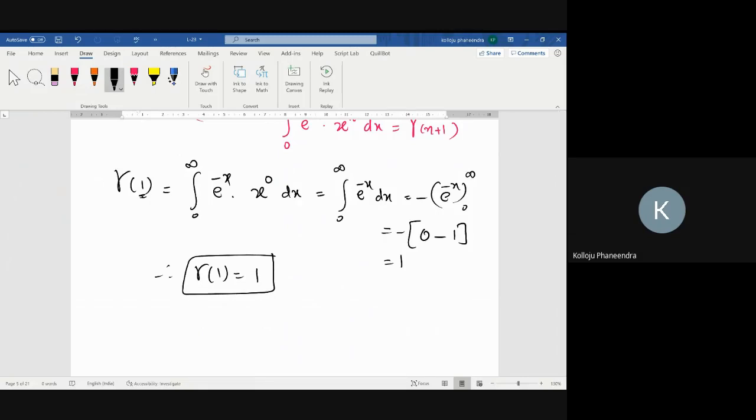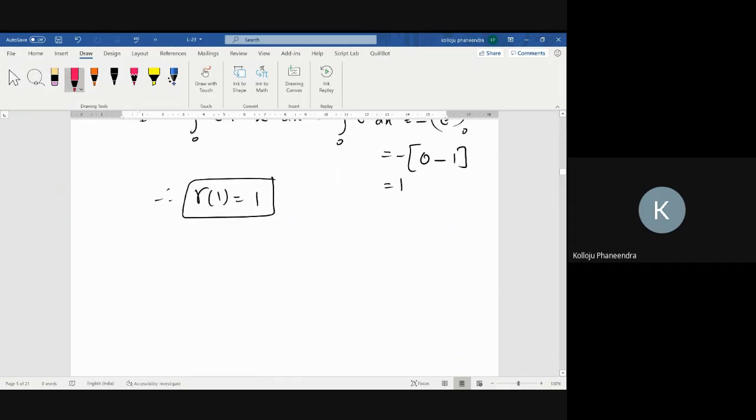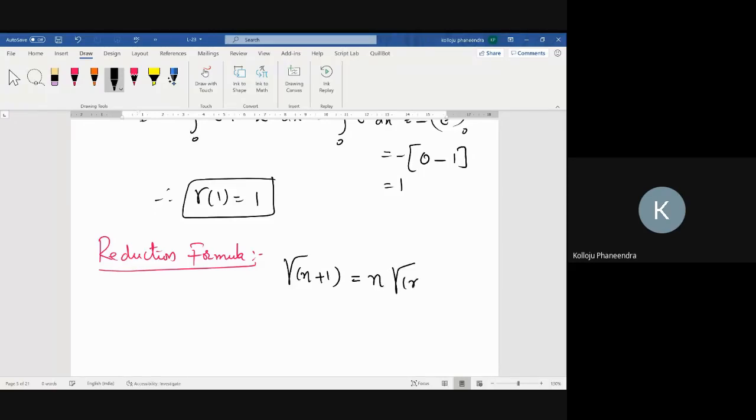Another one: the reduction formula. To study the properties of the gamma function, this reduction formula is useful. What is the formula? Gamma of n plus 1, only n plus 1, not n plus 2, n plus 3, like that. Gamma of n plus 1 is equal to n into gamma of n.